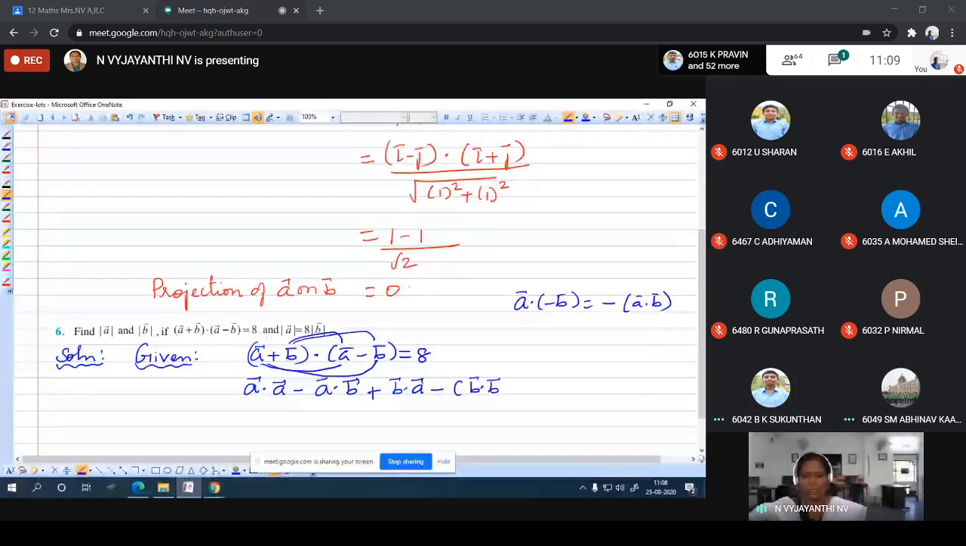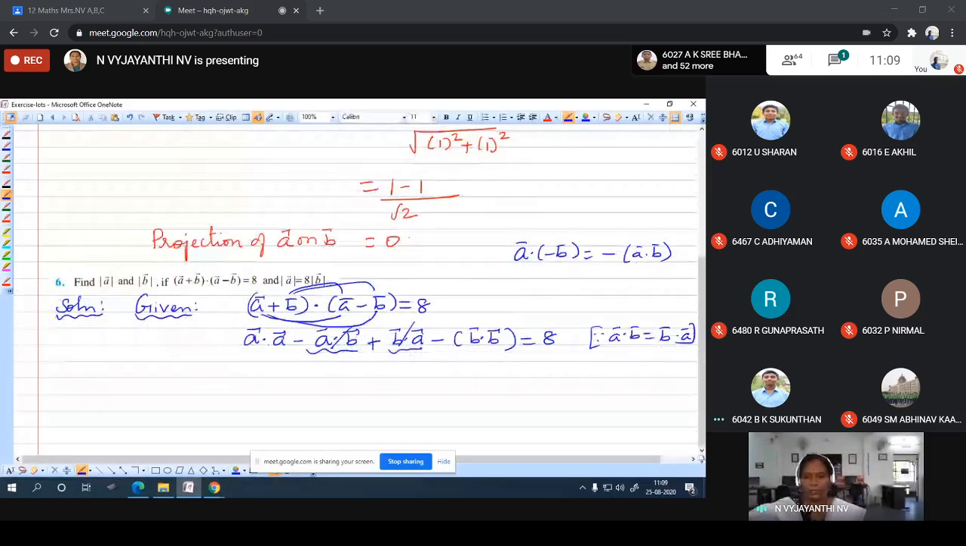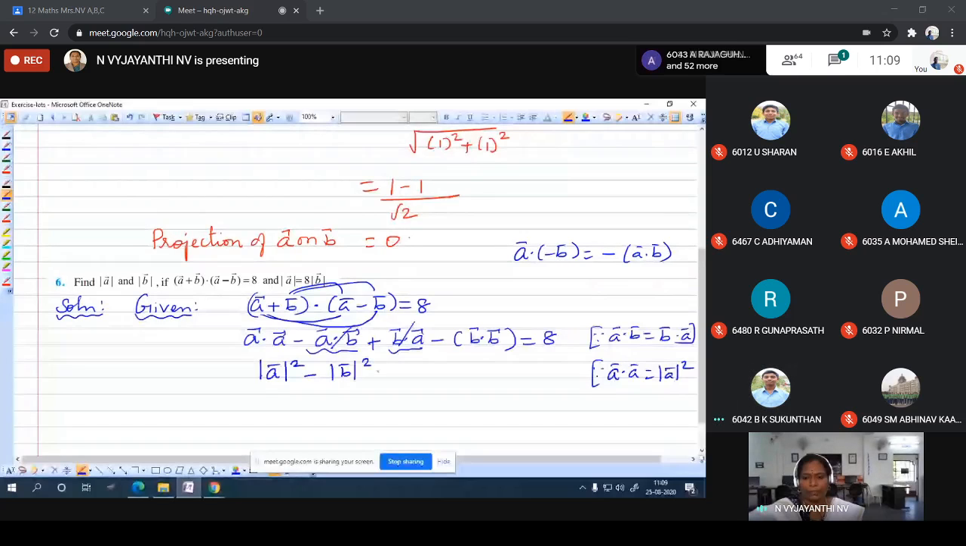By commutative law, A dot B and B dot A are equal. So these two get cancelled. Since A dot B is equal to B dot A, the commutative law is satisfied. Minus of A dot B and plus B dot A get cancelled. Then what is A dot A equal to? Modulus A square. So it is modulus A square minus modulus B square equal to 8. So the given thing is derived like this: modulus of A square minus modulus of B square equal to 8.